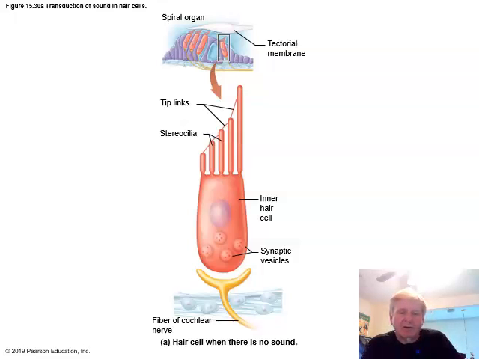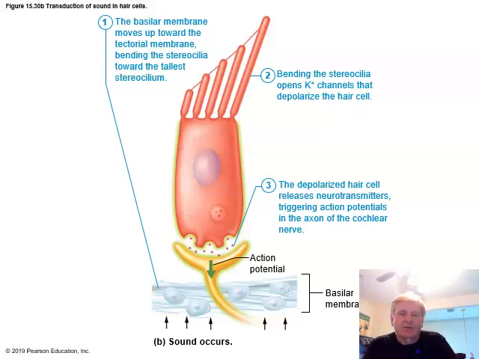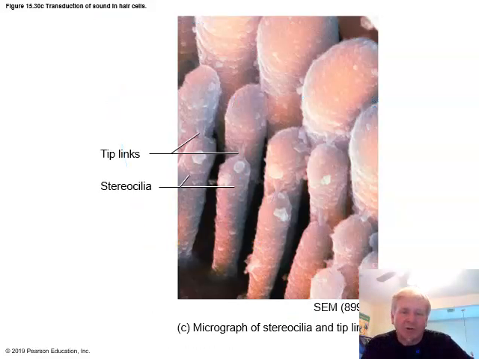So first, the hair cell, when there's no sound, they're straight up. So all of a sudden, sound occurs. The basilar membrane moves up toward the tectorial membrane, bending the stereocilia toward the tallest stereocilium. So bending these stereocilia opens up the potassium channels that depolarizes the hair cell. Now your depolarized hair cell will release neurotransmitters that triggers an action potential, which will travel through the axons of the cochlear nerve. So here's a micrograph showing you the stereocilia and the tip links.